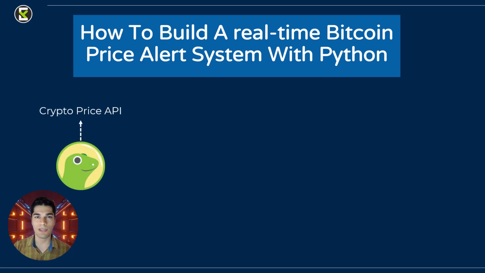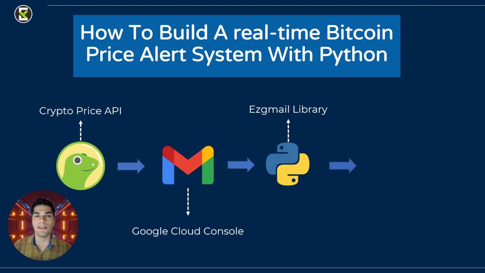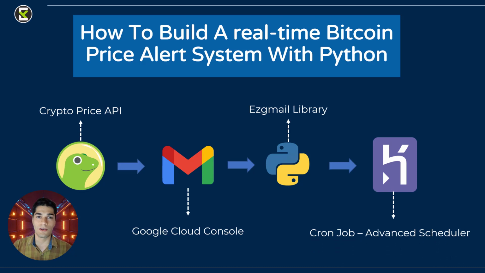This is an API that we can get real-time cryptocurrency prices programmatically, and then head to Google Cloud Console to grant access to my Gmail so that I can send emails programmatically, and then use the easy Gmail library in Python so that I can receive or send emails, and then push the code to Heroku and use cron jobs so that the code can be live and operate all the time. So let's get into it.